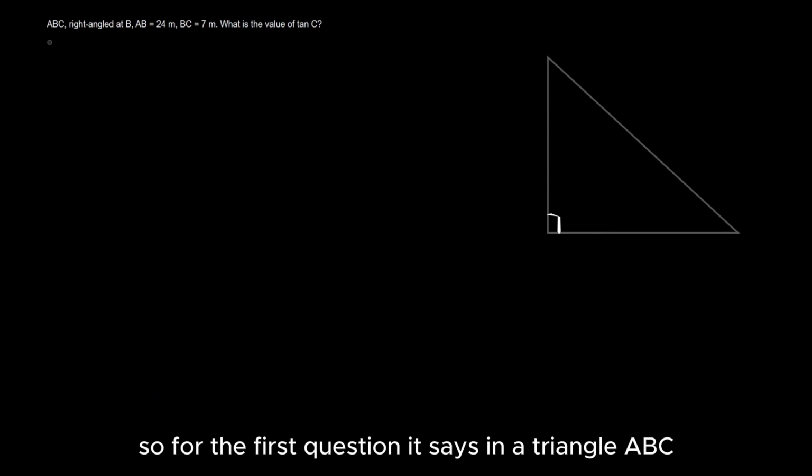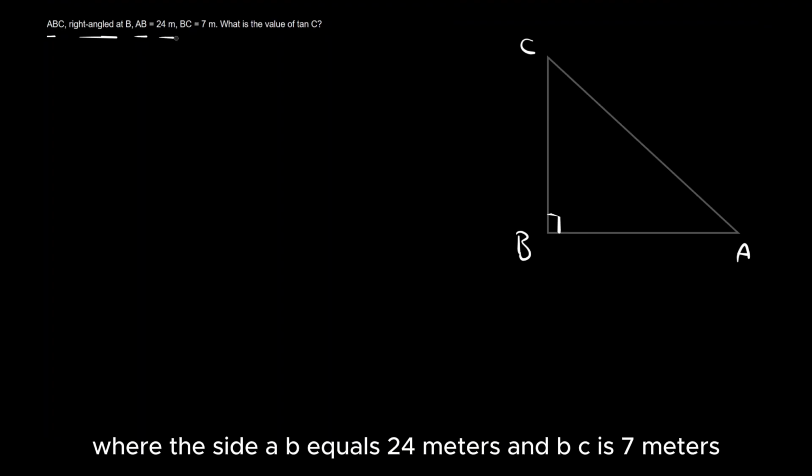Alright, so for the first question, it says in a triangle ABC, right angled at B. Let's draw this. Where the side AB equals 24 meters and BC is 7 meters.